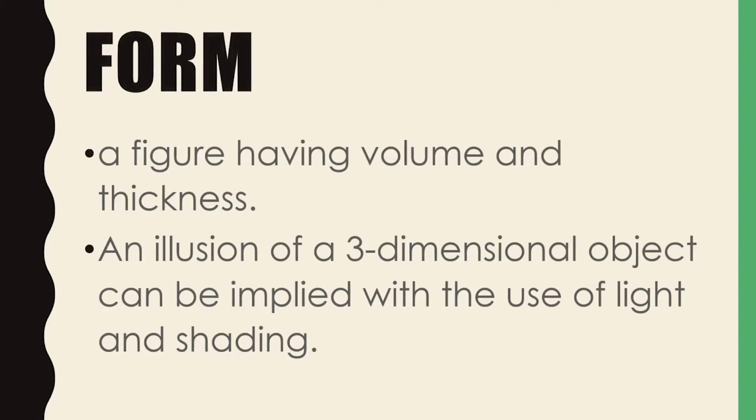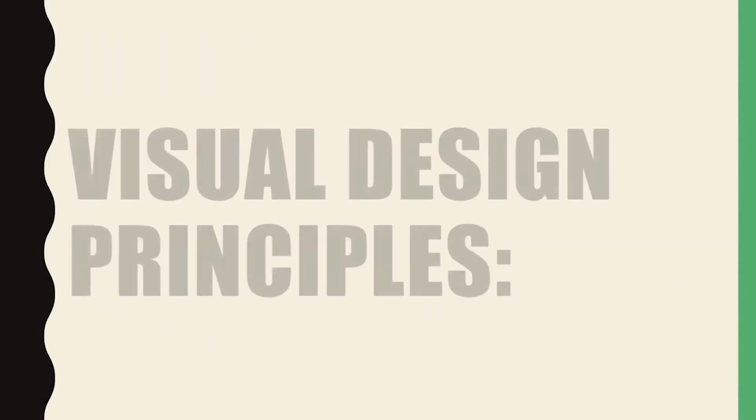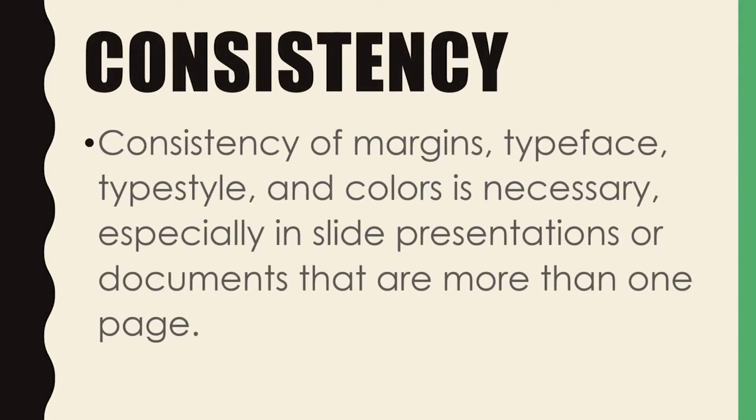Next visual element would be form. Form is a figure having volume and thickness. An illusion of a three-dimensional object can be implied with the use of light and shading. Now we're moving on to the visual design principles. First one is consistency. Consistency of margins, typeface, type style, and colors are necessary, especially in slide presentations or documents that are more than one page.